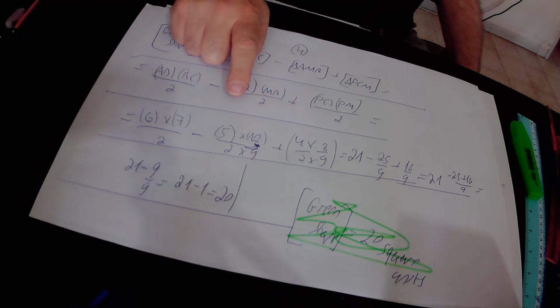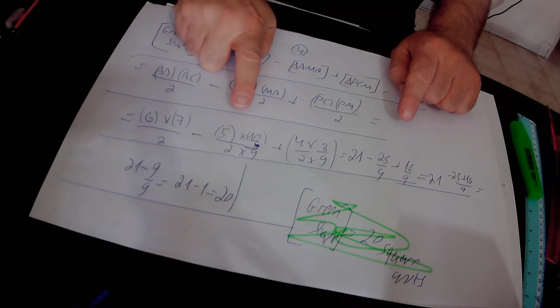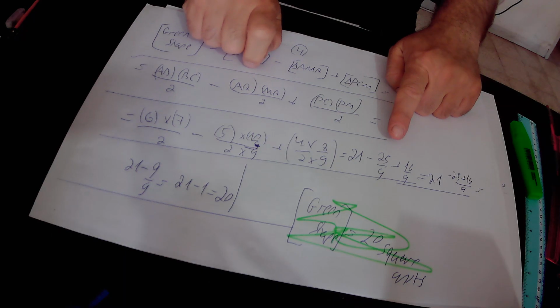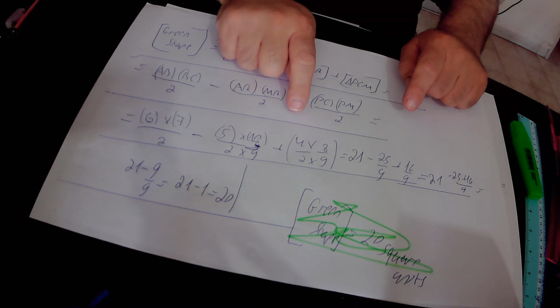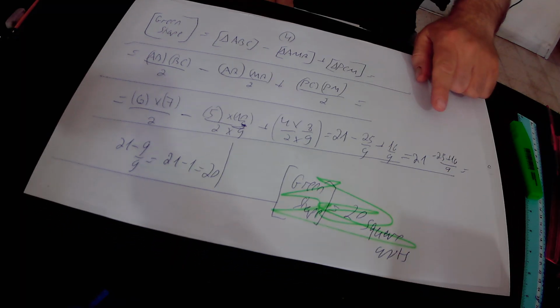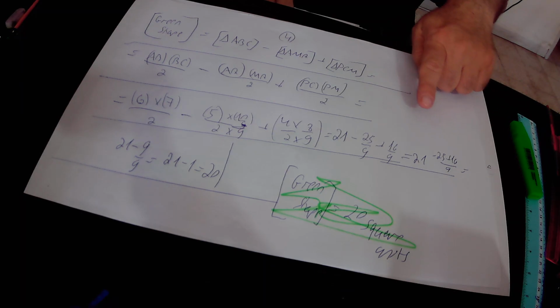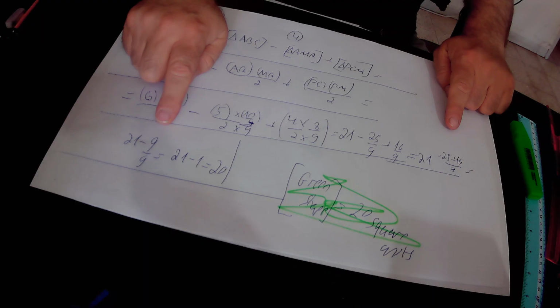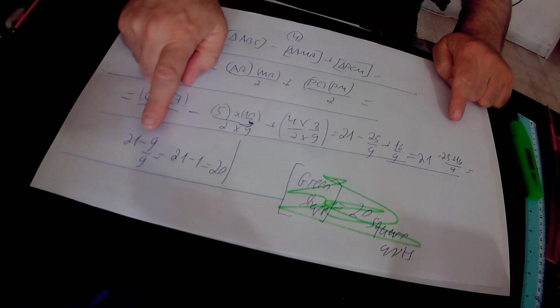The expression 5 times 10 over 2 times 9 equals, with the minus sign, minus 25 over 9. And the expression 4 times 8 over 2 times 9 in total equals 16 over 9. So in conclusion, the area of the green shape equals 21 minus 25 over 9 plus 16 over 9. So it is 21, and here we have minus 25 plus 16, which is minus 9, divided by 9. So in total, this expression equals minus 9 over 9.